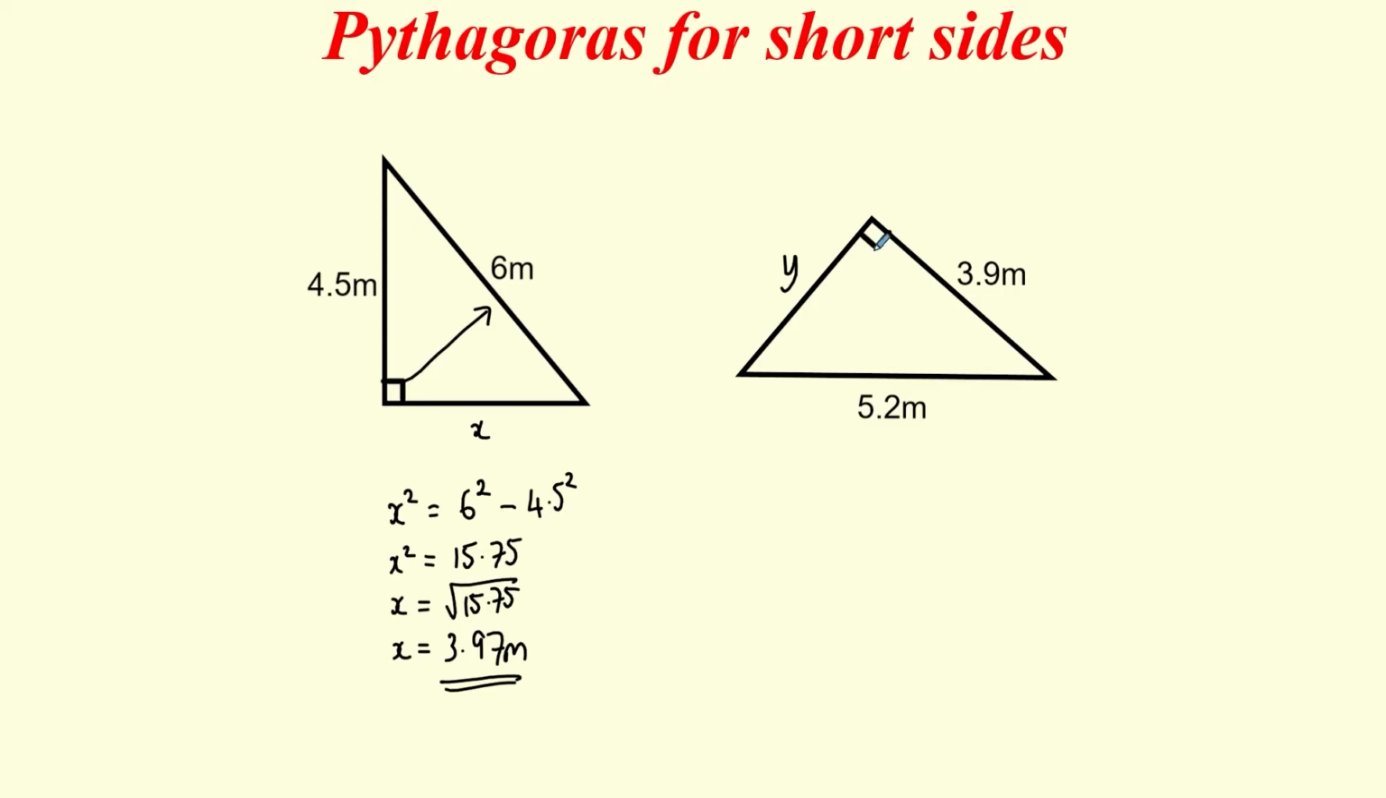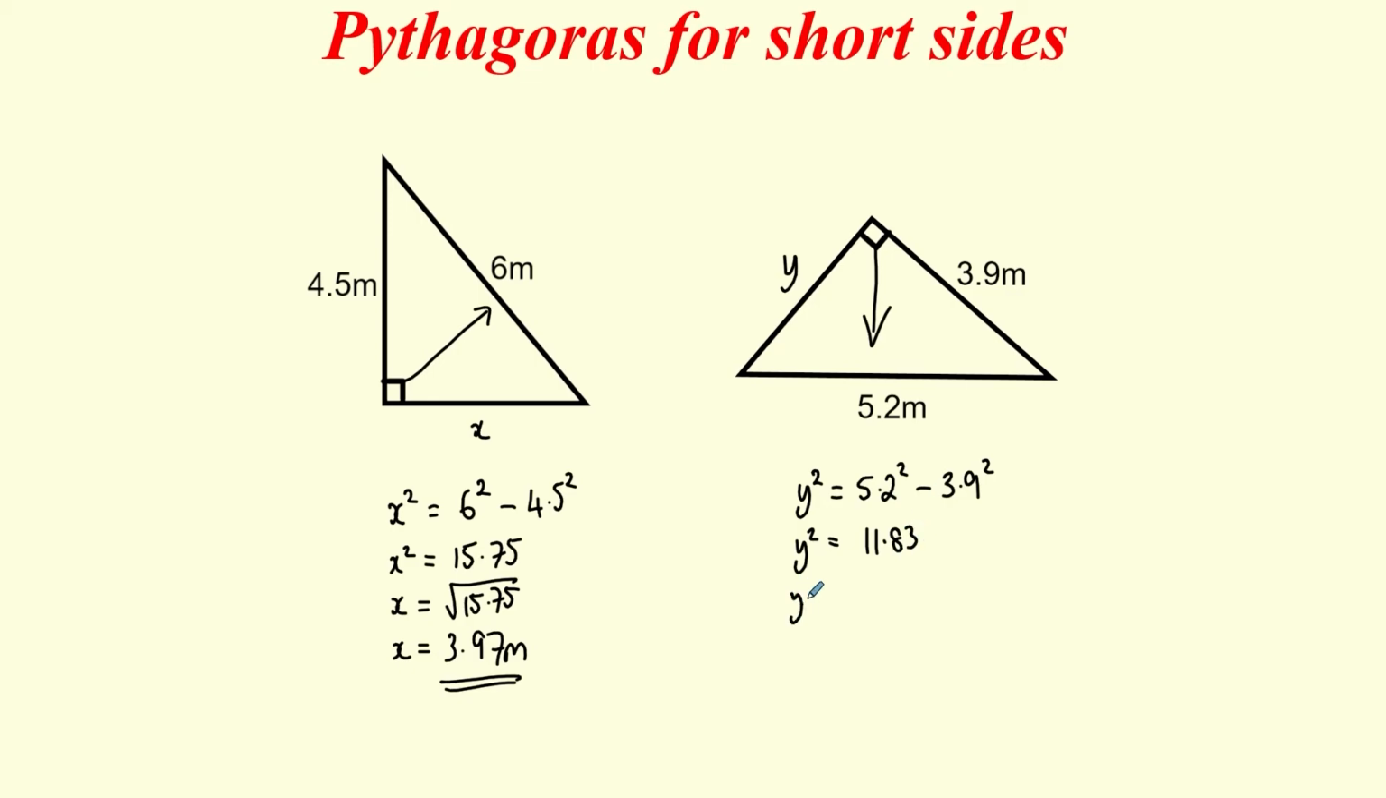Here we want to find y. Again, there's the right angle pointing across to this. This is our longest side. The working is y squared equals the longest side squared, the hypotenuse squared, minus one of the shorter sides squared. Now, more difficult numbers, but it's a calculator question, so it doesn't really pose any issues. Type that in and you should get 11.83.